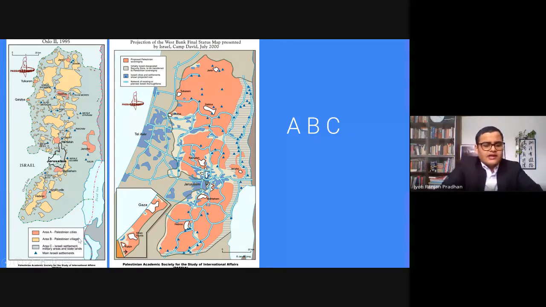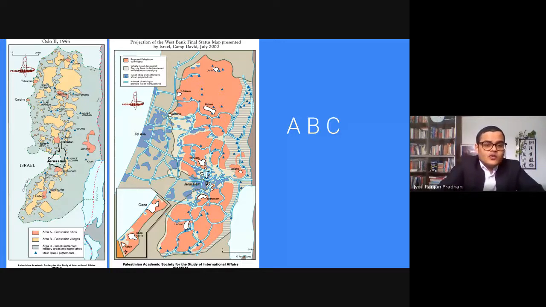First is Area A, where the Palestinian side will not only have its government control, but will also have its own military control. Then there is Area B. Area A in the left side map is basically the dark orange ones, and Area B is the yellowish, brownish ones. In Area B, it's going to be Palestinian civilian control, governance, water, electricity, and all that. But when it came to security matters, there will be limited Palestinian police and basically the Israeli military in Area B.